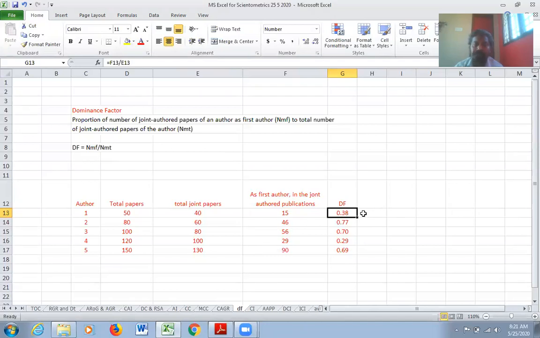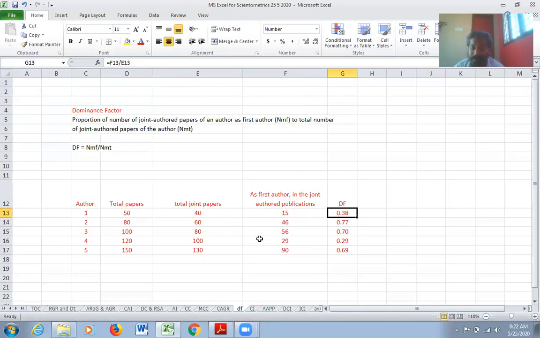NMF, that is the number of joint authored papers of an author as a first author. For example, totally I published 50 papers, of which 40 are joint authored. So I joined with others, and in collaborative mode I published 40 papers. Out of these 40 papers, my name appears as the first author in 15 papers. So what is my dominance factor? F1 divided by total joint papers, that is, as first author, how many joint papers divided by total joint papers. So my dominance factor is only 0.38.